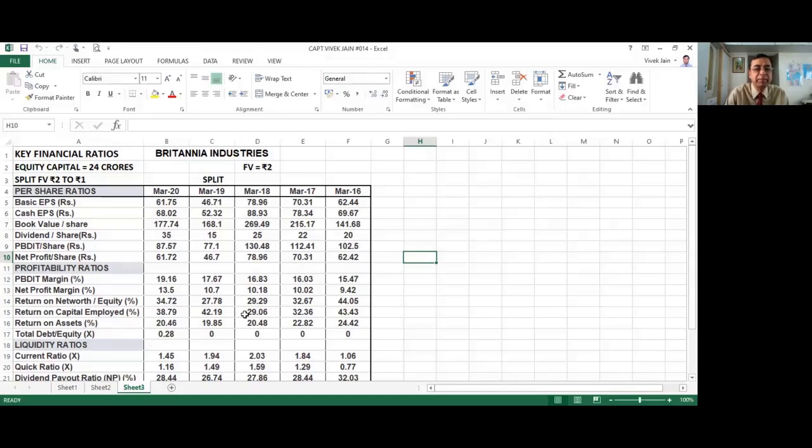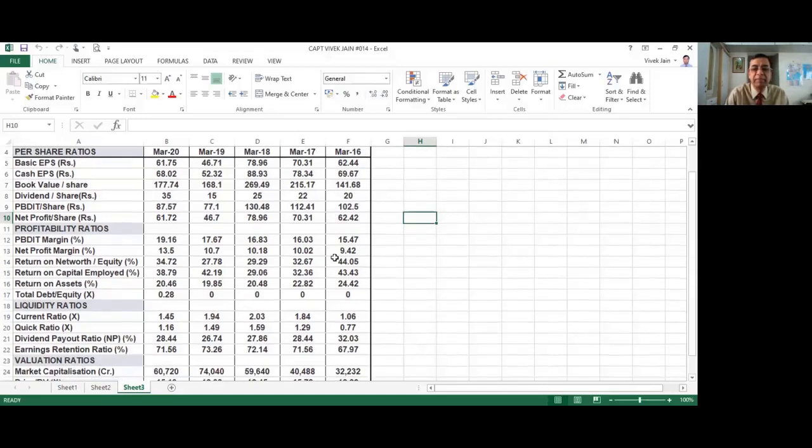Net profit margins, you can see, start from 9.4 and go up to 13.5. It's for a biscuit industry, a fast moving consumer good with a lot of competition. Margins are not that high. 13.5 is an extremely good figure.